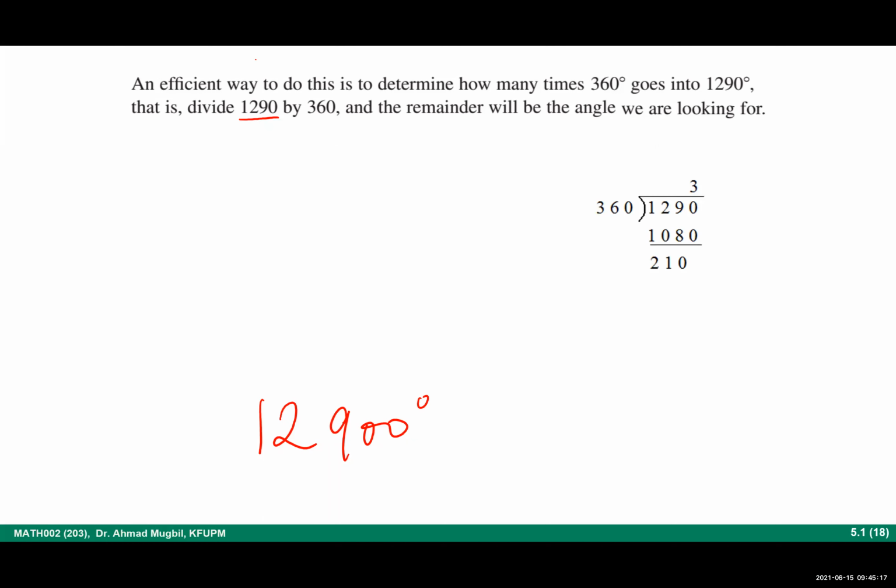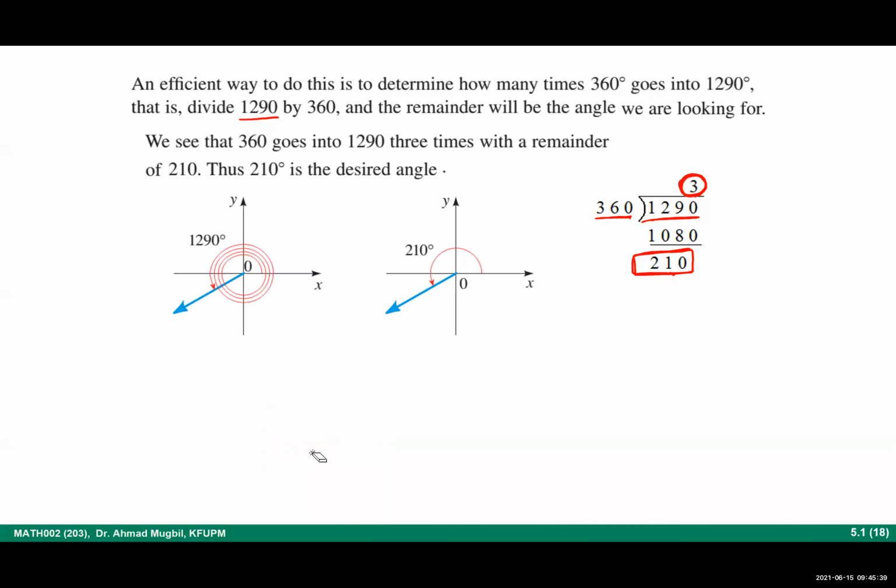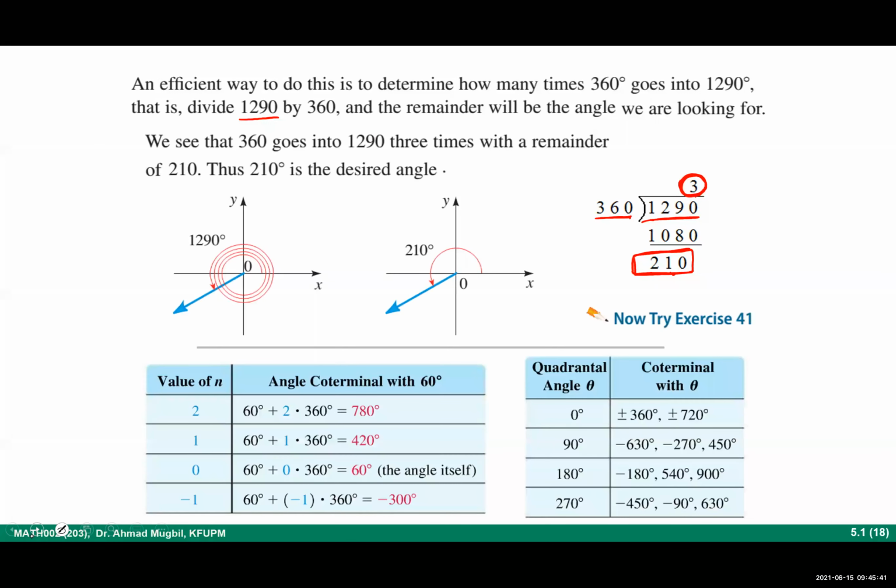So the idea, ya shabab, is if you have an angle that is big, divide by 360. Look what you will have here: this tells you how many times you need to subtract. And don't worry, the remainder here is the coterminal. And this is the same answer that we obtained. Okay, good idea. Now, these are, ya shabab, examples about the coterminal angle with 60 degrees.